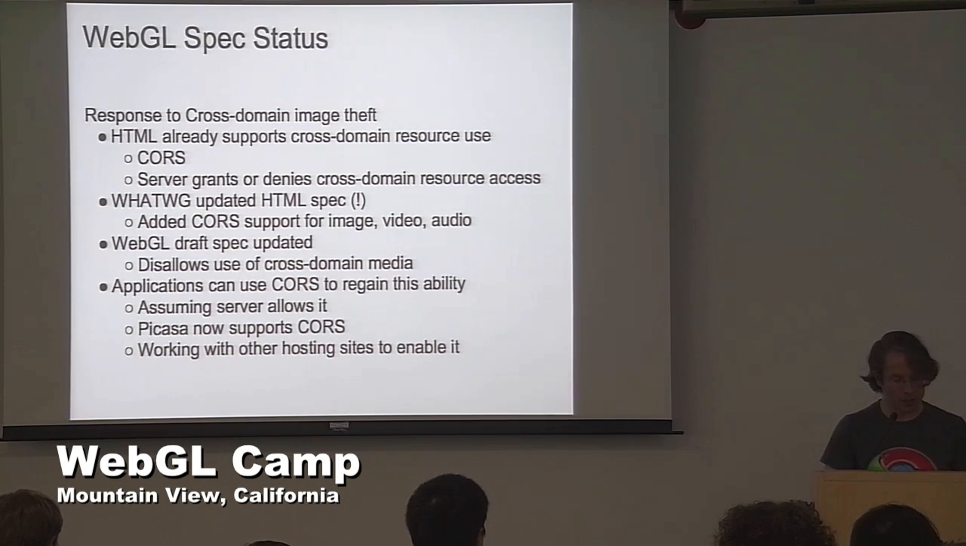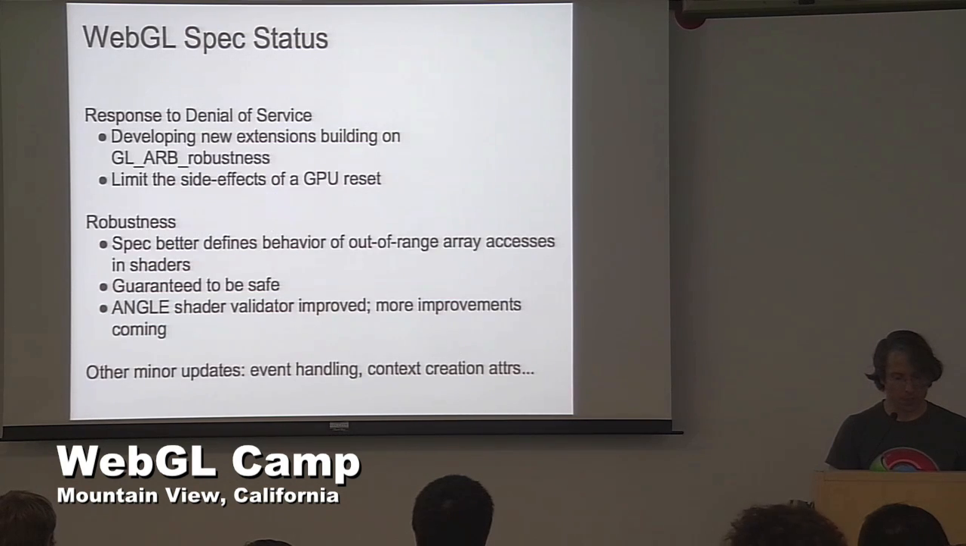Now, I'm happy to tell you that we've already been working with the Picasa team here at Google, and Picasa now supports CORS already. And we are working actively with other hosting sites to enable it, and we are beginning to do evangelization and blog posts and stuff. And so as much as you all can, as WebGL users and developers, I would definitely encourage you to evangelize this to the services that you use and express the need for it.